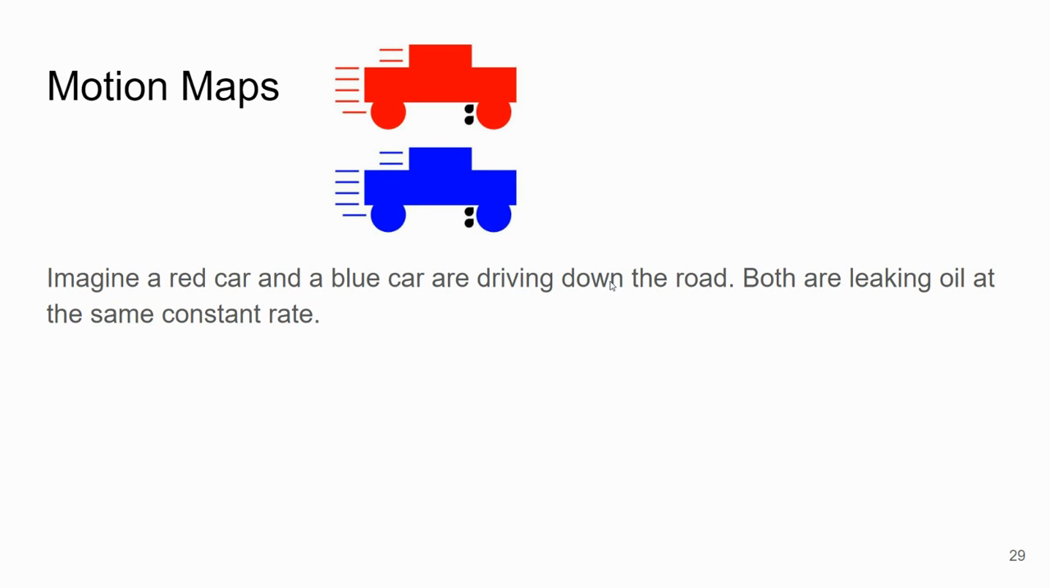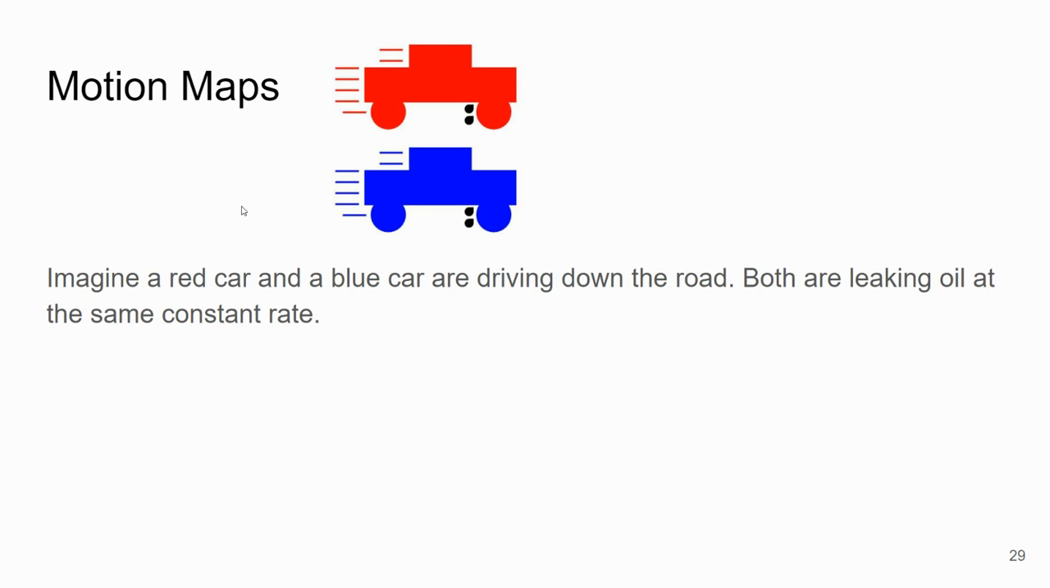Ignore it. So then we talked about motion maps and the red and the blue car. So the idea with this slide is both cars are going down the road, and they are both leaking oil at the same constant rate. So you can see oil dripping out of the car. So maybe 1 drop per second, or maybe some faster rate than that, but they're both dripping oil at the same rate.